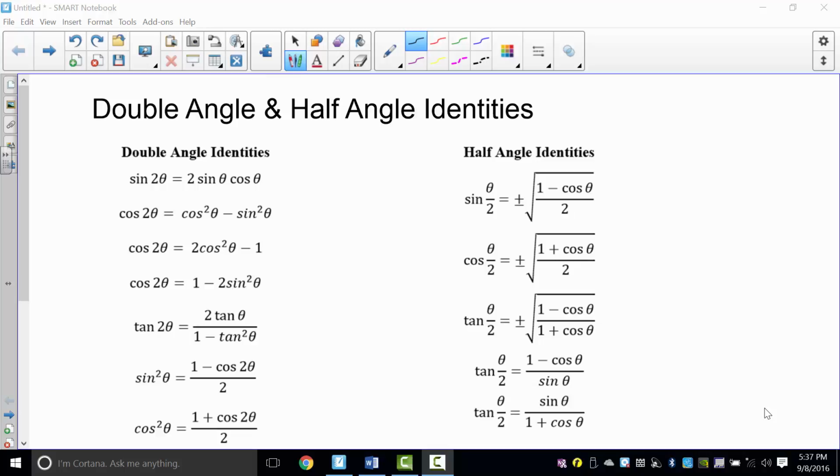Double angle and half angle identities. Locate the formulas on your pink cheat sheet.